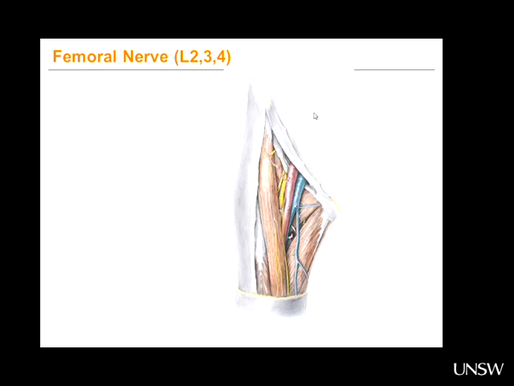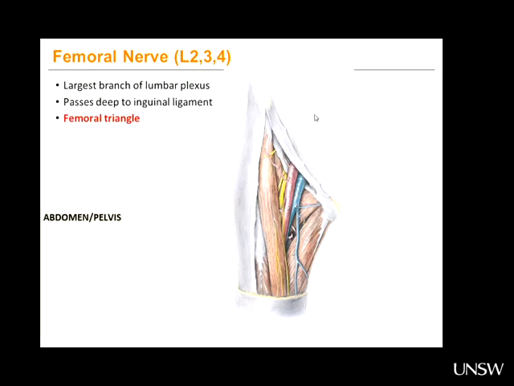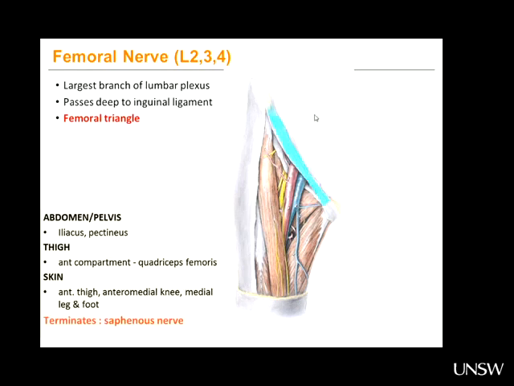Okay, so if we just revise a little bit of the femoral triangle, sorry, that's exactly the same thing I'm telling you again. So here's the inguinal ligament, remember? That is the superior border of the femoral triangle. The lateral border of the femoral triangle is formed by sartorius, and the medial border is formed by adductor longus.